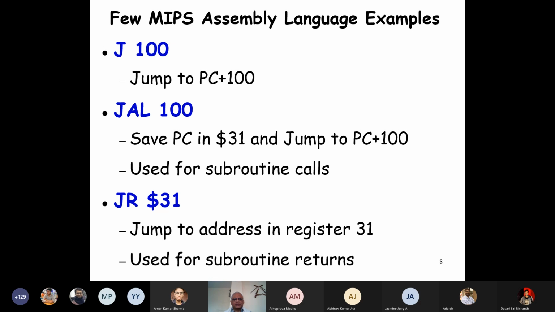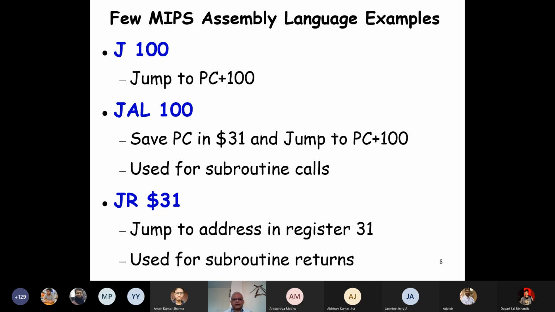There is another instruction which we'll be using, which is jump. Here the immediate operand is 100. So this is PC relative addressing, and we jump to the location PC plus 100. We may give a negative number here also.